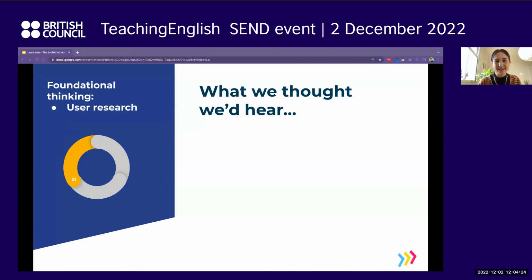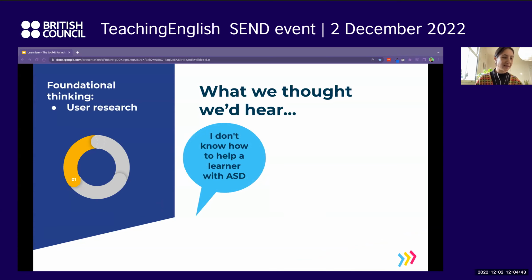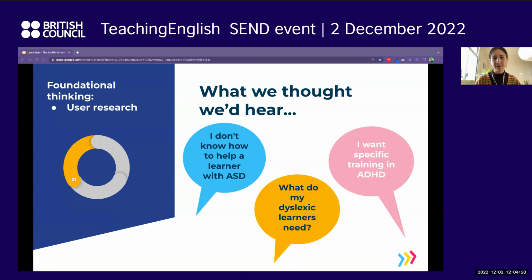when we started this research, we had the project goal of how might we reduce the number of learners with SEN who are currently being excluded from online learning. We asked these questions to teachers. Here are some of the things that we thought that we would hear. So we thought we would hear things like, I don't know how to help a learner with ASD, or what do my dyslexic learners need? Or I want specific training in an area like ADHD.